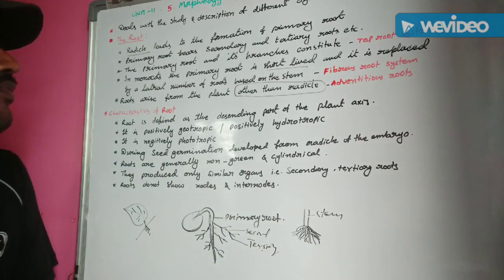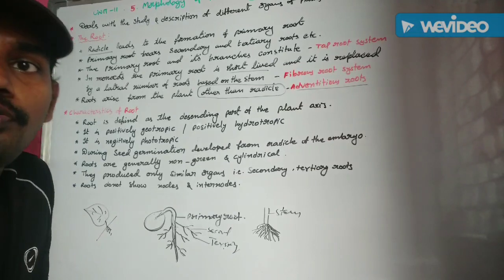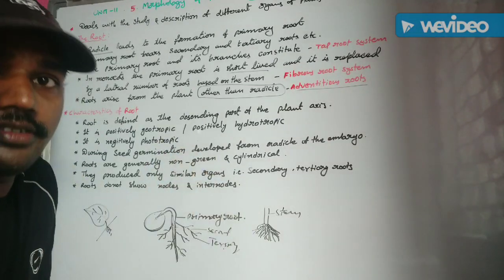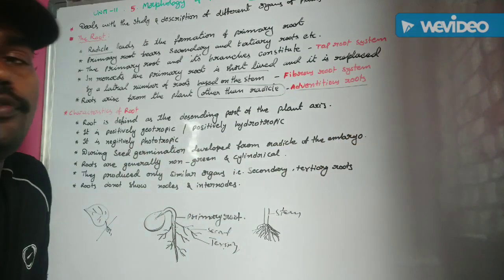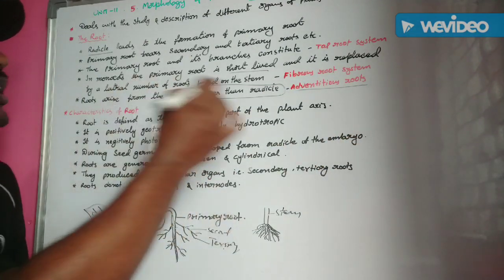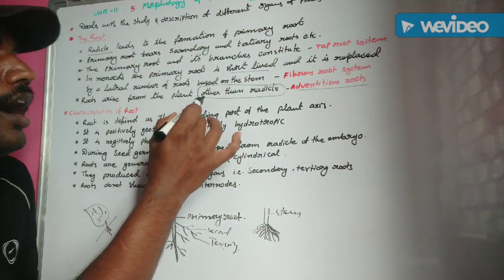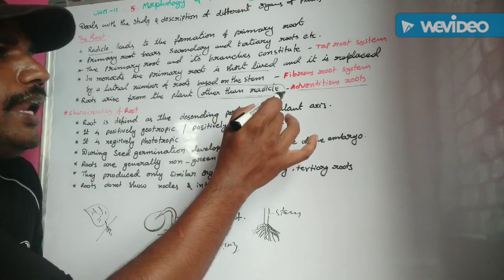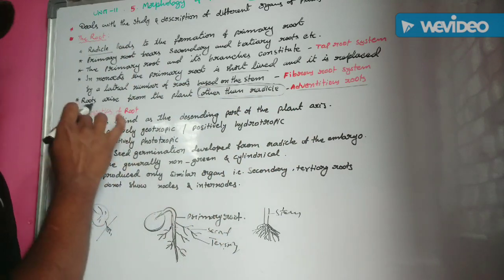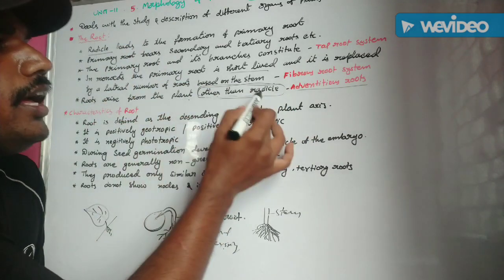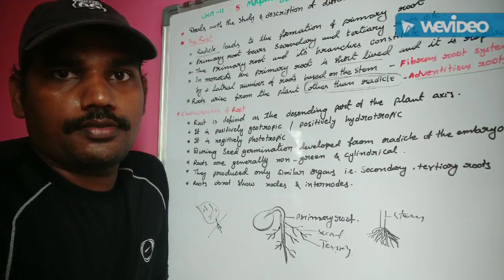So, this type of roots are known as adventitious roots. They perform some additional functions. These adventitious roots perform some additional functions. In this way, these adventitious roots mainly arise from parts other than the radicle of the embryo. Roots arising from the plant other than radicle are known as adventitious roots.